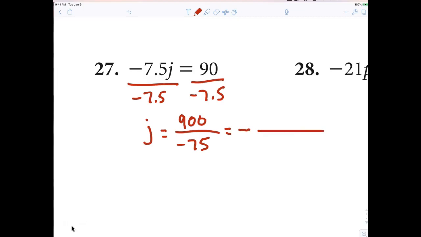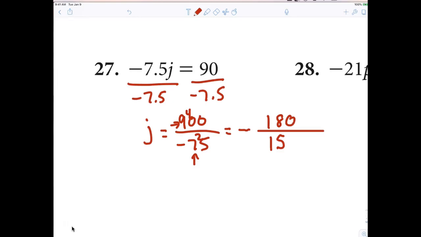Now, I don't feel like doing 900 divided by 75. I know that 5 goes into both of those, correct? So I'm going to do the easy one first. 5 goes into 7 how many times? Once, with 2 left over. 5 goes into 25, 5. 5 goes into 9, how many left over? 4. So I put a 4 in here. 5 goes into 40, 8. 5 goes into 0.